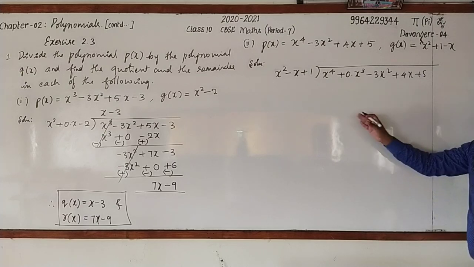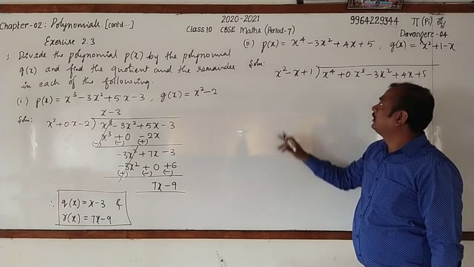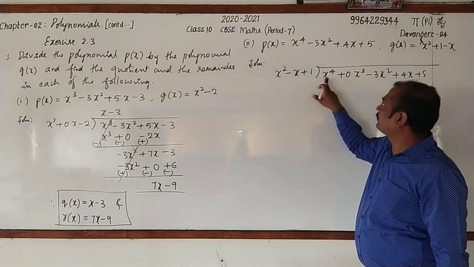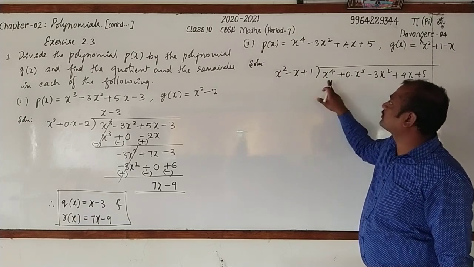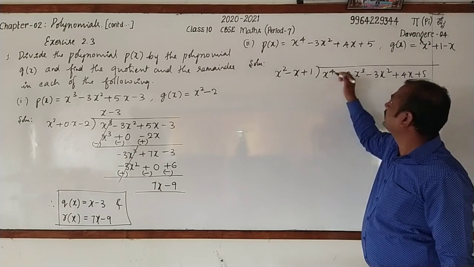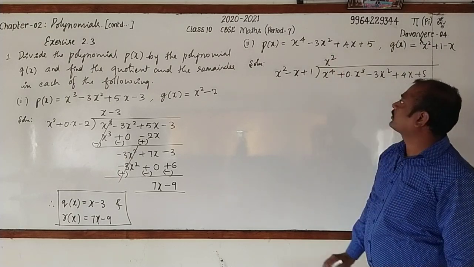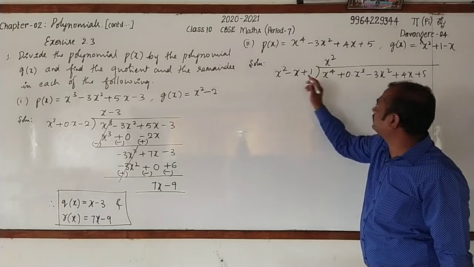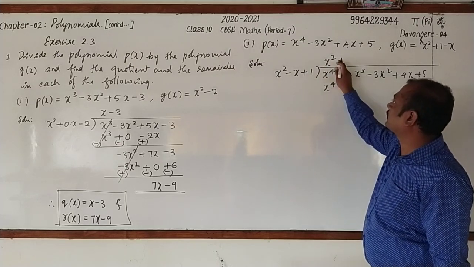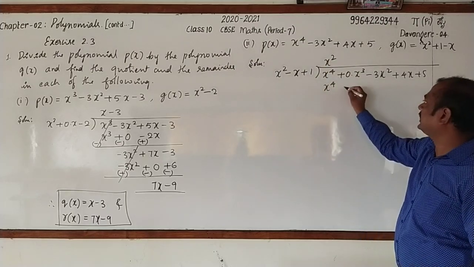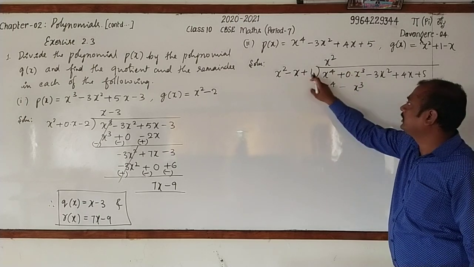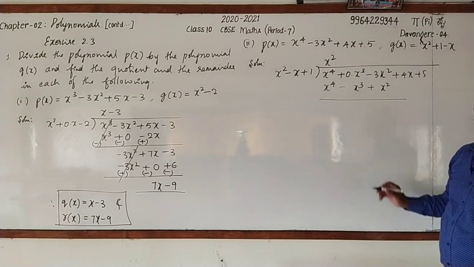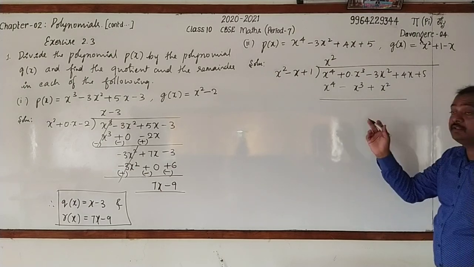Okay. Let's go for dividing. First, equalize first term of both. What should be multiplied with x square to get x raised to the power 4? It is x square. Multiply this x square with all the three terms. X square into x square, x raised to the power 4. X square into minus x cube. X square into 1, x square. Got it? Then change the sign.